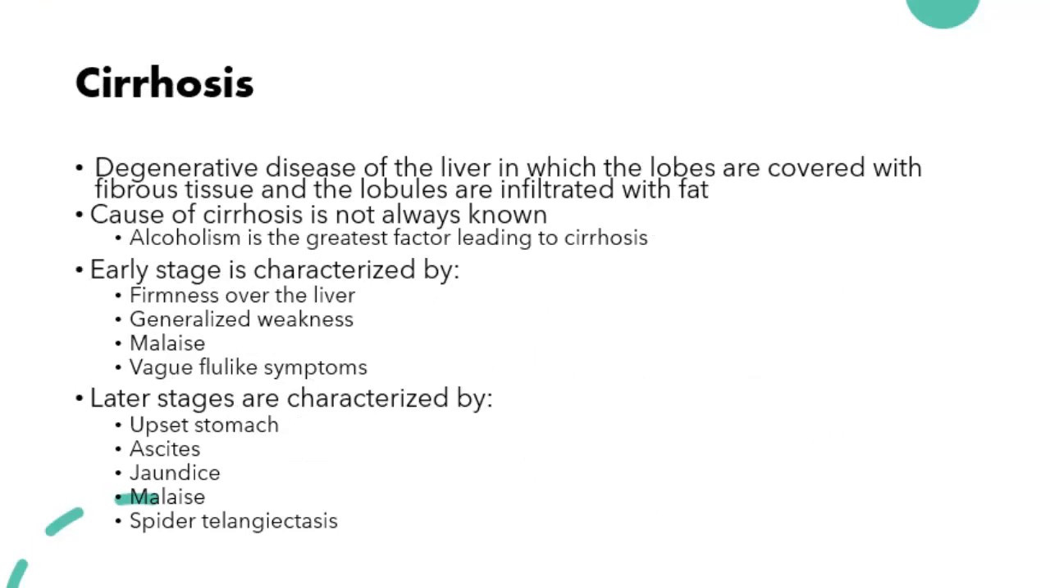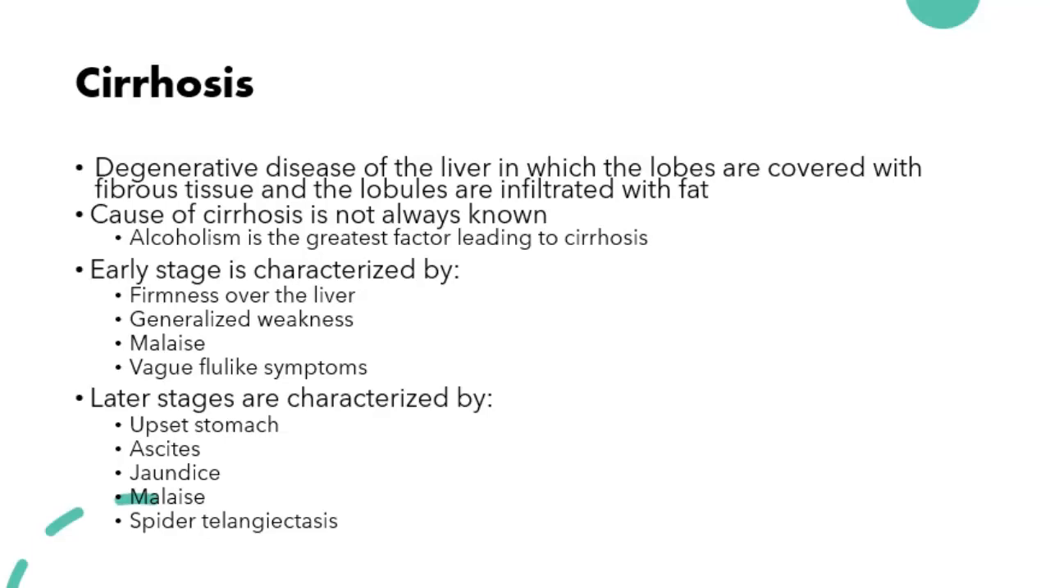So this is a degenerative disease of the liver in which the lobes are covered with fibrous tissue and the lobules are infiltrated with fat. Usually the liver can regenerate itself, but when cirrhosis is present, it is not able to do that. So repeated scarring of the liver decreases the liver's ability to replace itself. The liver is going to atrophy as blood supply diminishes. This is more common in males than females.